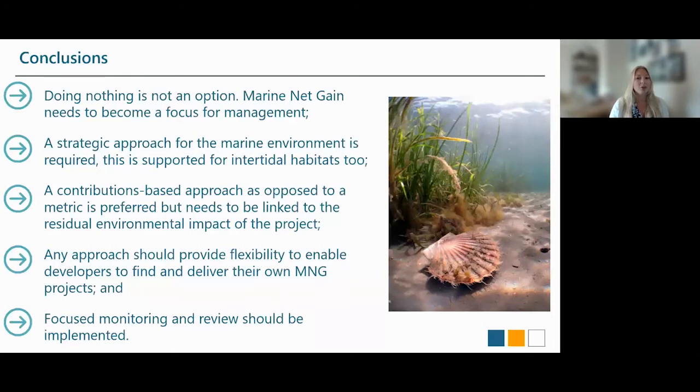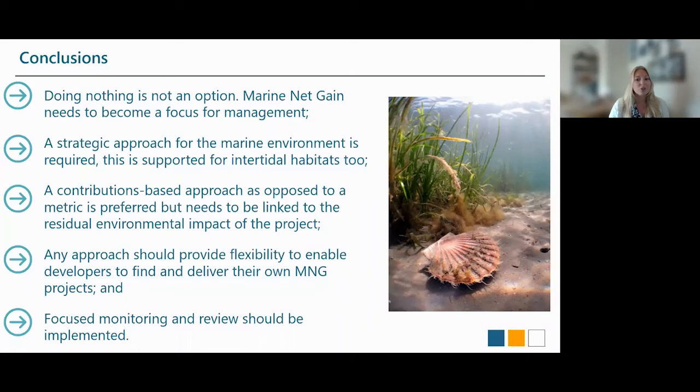Ultimately, doing nothing is not an option, and marine net gain needs to become a focus for management. The main concept of delivering net gain as part of any development is a fundamentally and universally welcome one, and there's clear consensus that we need to address biodiversity decline, and it makes sense to do that through development. However, there are concerns that the current intertidal metric may not be workable, and challenges remain if the metric is to be used to deliver intertidal biodiversity net gain. A strategic approach for the marine environment is required, and this is supported for intertidal habitats too.